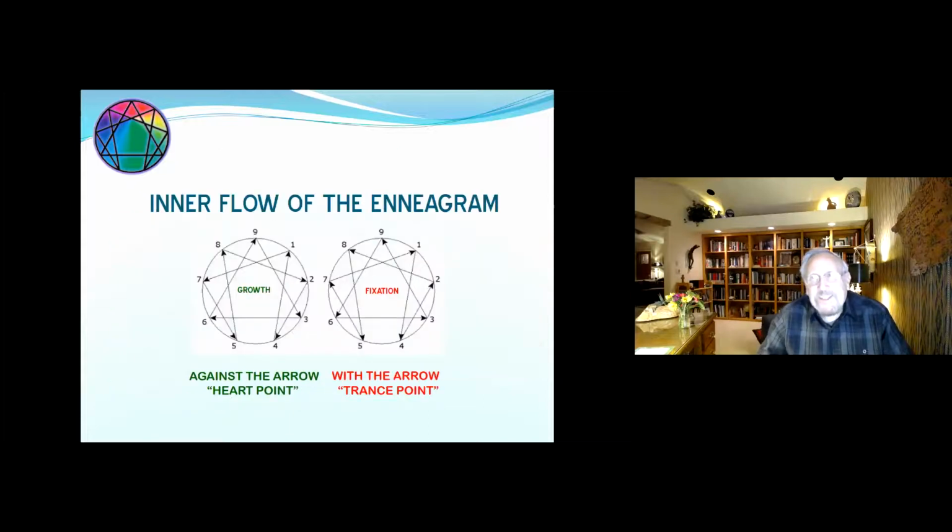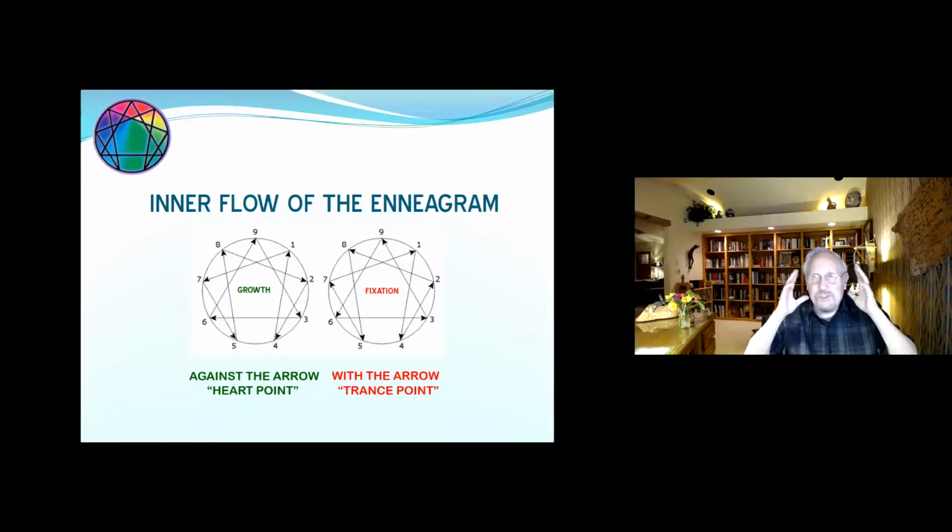Okay. So remember, in terms of the arrows, with the inner flow of the Enneagram, we're not talking about the outer flow, we're talking about the inner flow. So the growth point is what we call against the arrow. So if you see your type, you're going to have to go against the arrow for growth, and you're going to go with the arrow in trance. So sometimes this gets confusing because, well, where's the arrow at?